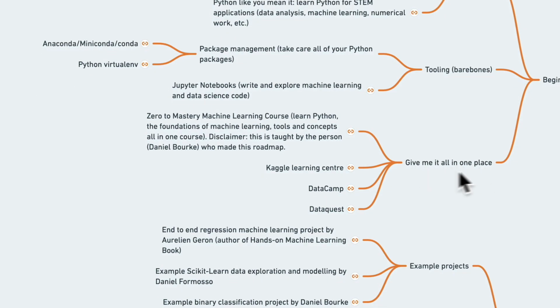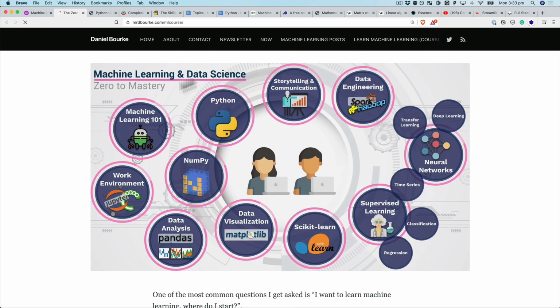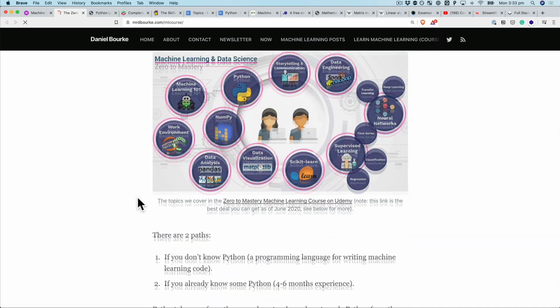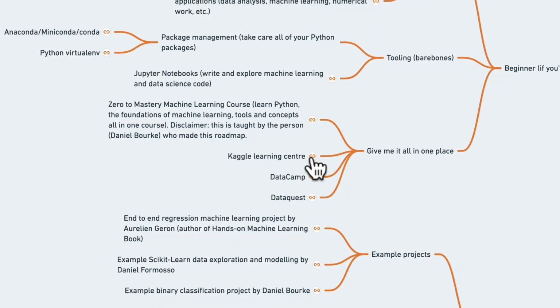If you want to learn it all in one place, the Zero to Mastery Machine Learning course, if we go here, again, massive disclaimer, this is what I made. We got all these topics in here. You'll find that on the Zero to Mastery Academy or on Udemy. You can also go to the Kaggle Learning Center.